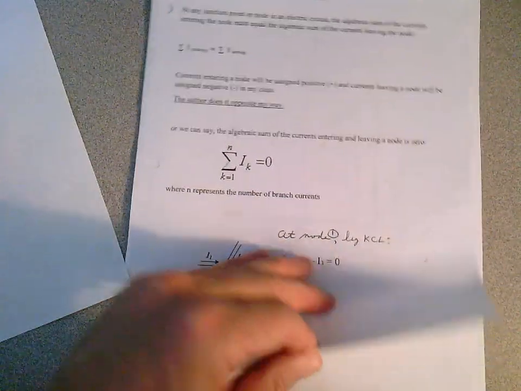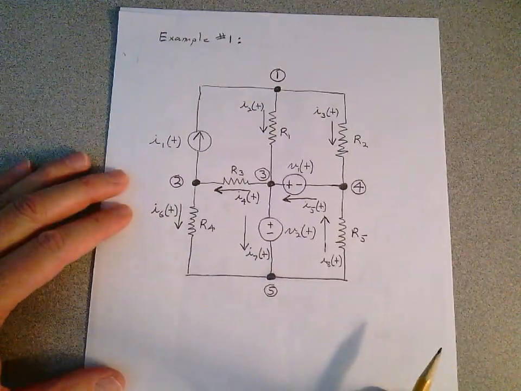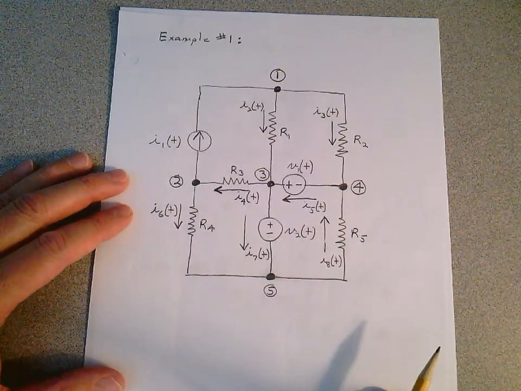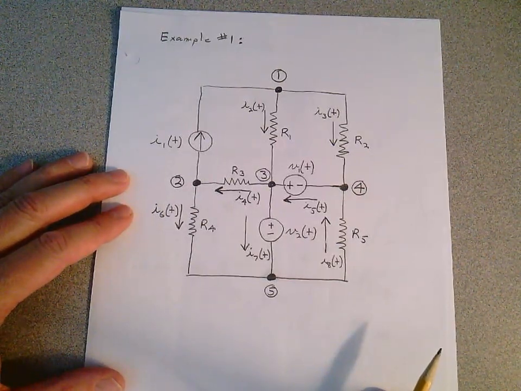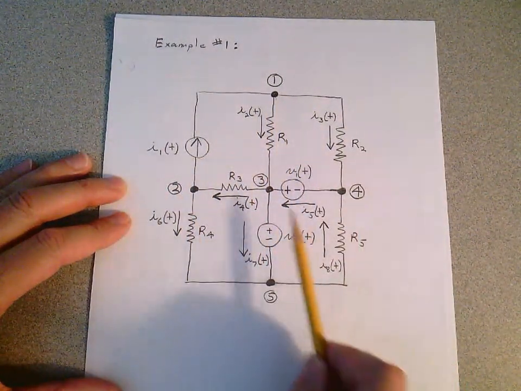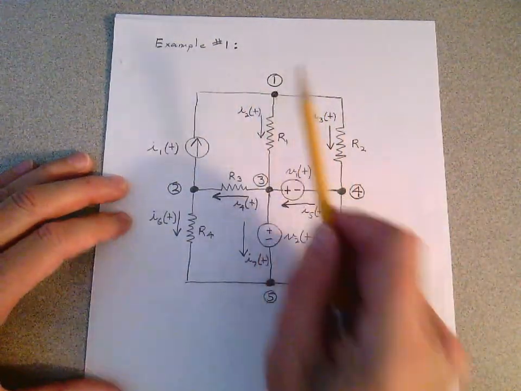Let's take a look at it in a little bit more detail. Here's a circuit. Take a look at that circuit. And what I'm going to have you do is write an equation using Kirchhoff's current law at node 1, at node 2, at node 3, at node 4, and at node 5. Let's do the first one together.